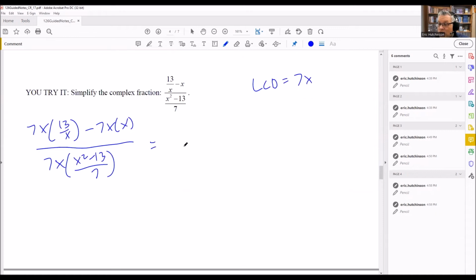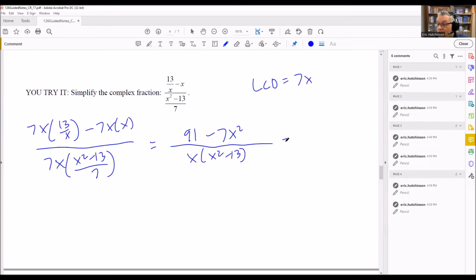Now we just need to multiply and reduce as we go through. The first one, we're going to get the x's to cancel out, and then we just need to multiply 7 times 13, so we get 91, and the x's cancel. Then 7x squared, so we have minus 7x squared. On the bottom, the 7s cancel out, and we get x times x squared minus 13. I'm going to leave it in the factored form here.